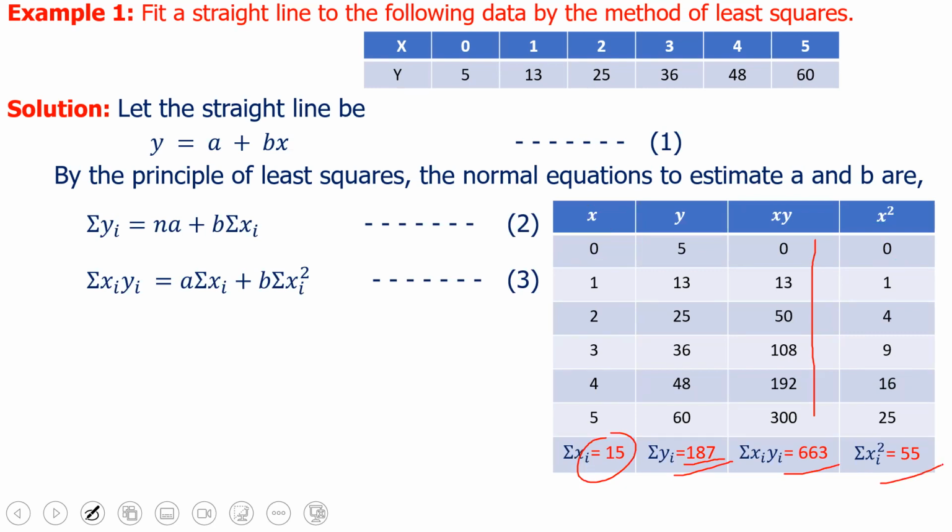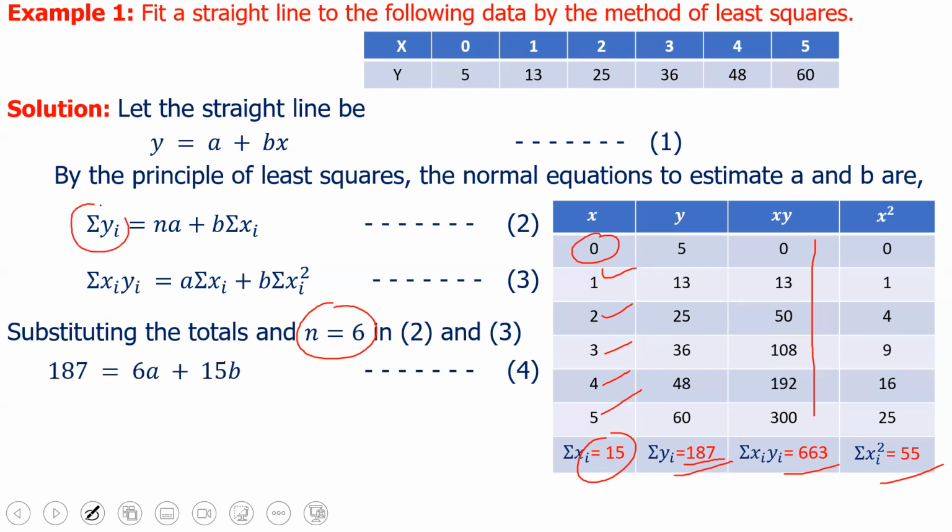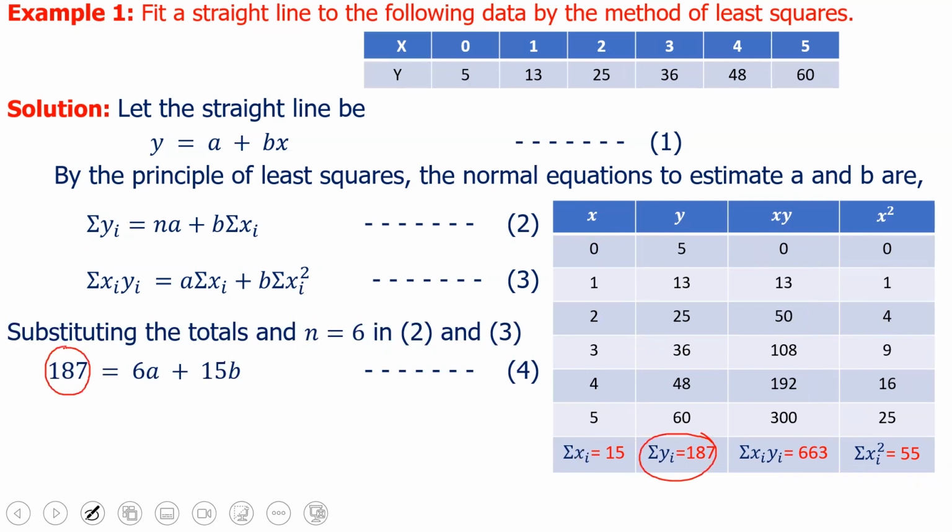Now, we have to substitute all these values in these two equations. So we substitute the totals, sum of yi, sum of xi yi, and sum of xi square. And the total number of terms, how many? 1, 2, 3, 4, 5, 6. There are 6 terms, so let us take the value of n as 6. What is sum of yi? Sum of yi is 187. So we have substituted sum of yi as 187, n equal to 6. We don't know the value of a, we have to calculate it, and again we don't know the value of b, we have to calculate it.